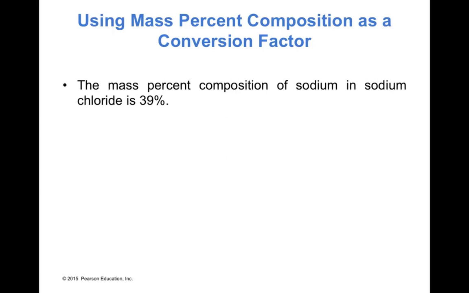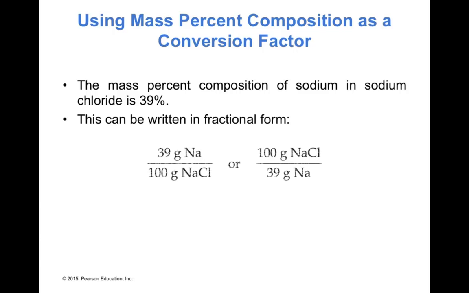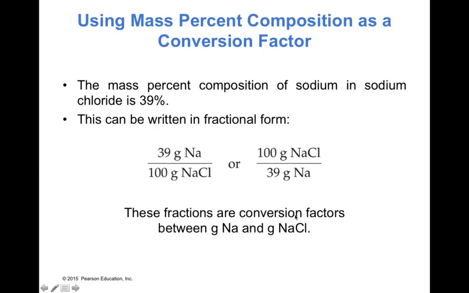So here we have the mass percent composition of sodium, 39%. So we can have two conversion factors obtained from that percent, because we can say that we have 39 grams of sodium in 100 grams of sodium chloride, or 100 grams of sodium chloride over 39 grams of sodium. So these fractions are conversion factors between the grams of sodium and the grams of sodium chloride in a sample of 39% sodium in sodium chloride.